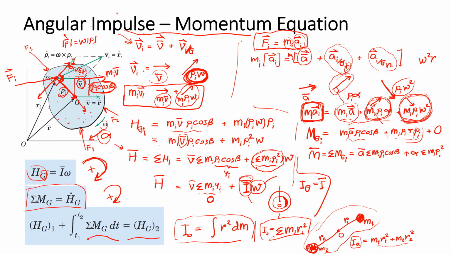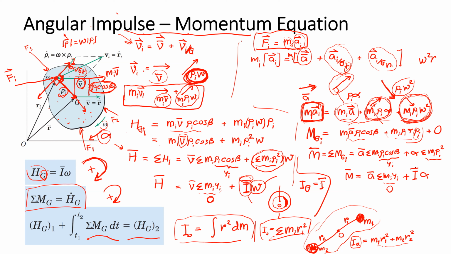So again, we use the same reasoning. This one is yi, and the summation of mi is equal to 0. For the second term, we have alpha, and the summation of mi rho i square. The summation of mi rho i square is the moment of inertia about the center of gravity.